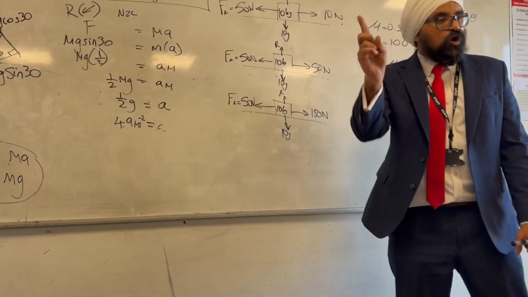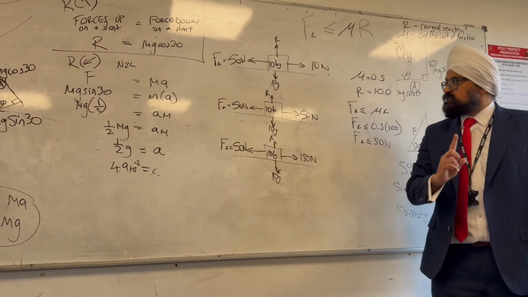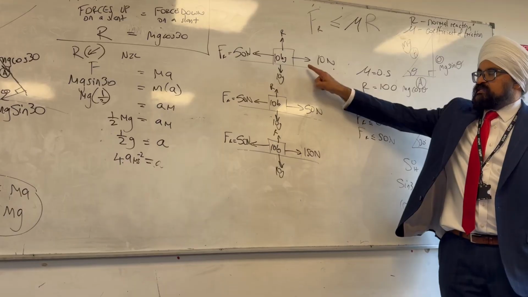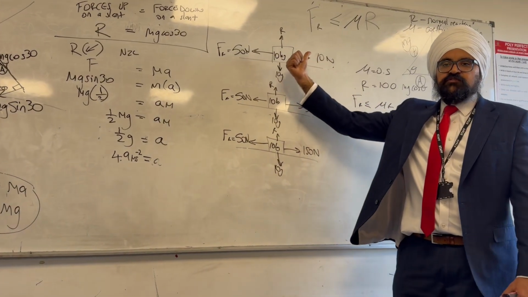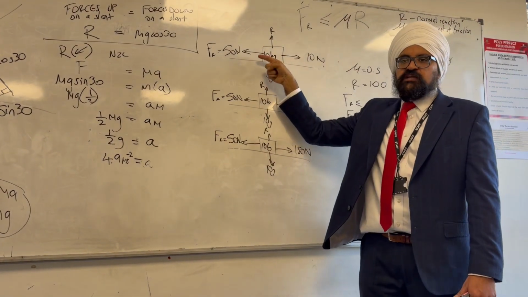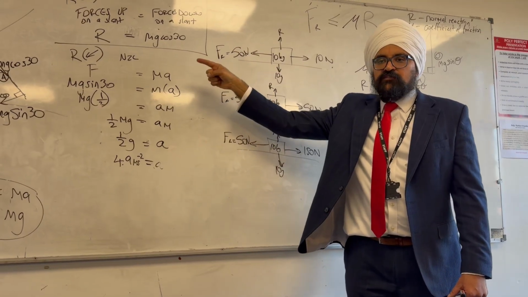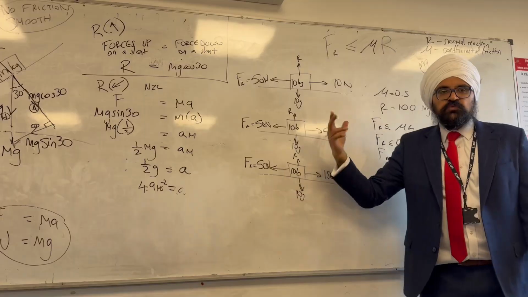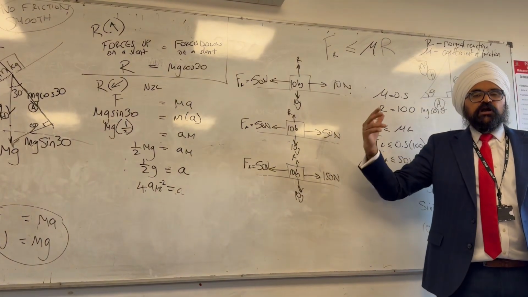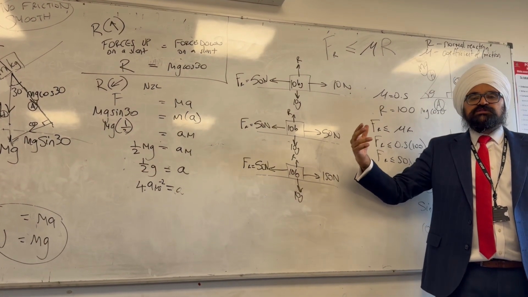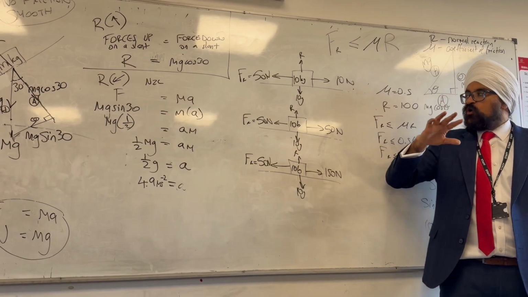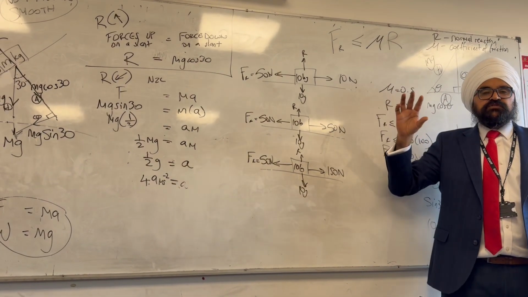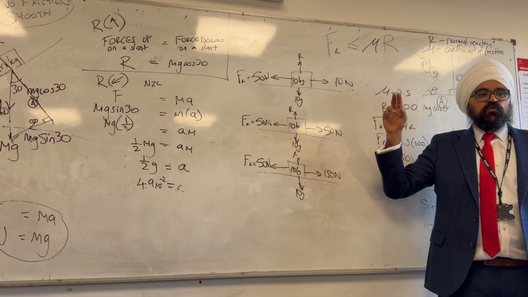So now my question to the whole class is this. In the first case, I've got a 10 Newton force going to the right, and I've got a 50 Newton force of friction on the left, opposing. My question is, which way is this moving? I would like everyone in one go to say either left, not moving, or right. So in 3, 2, 1.